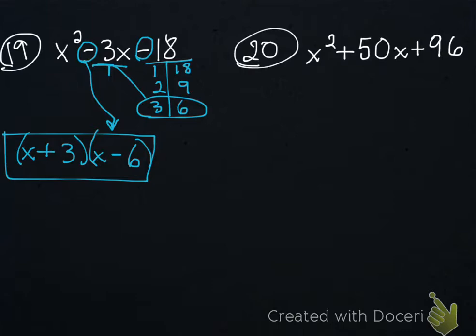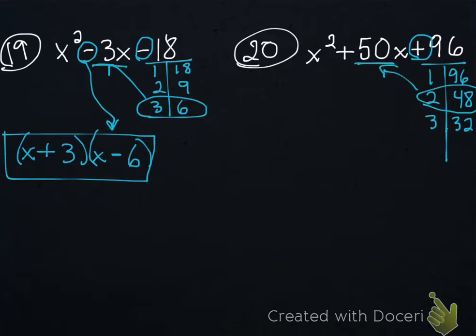Number 20, 96. Yes, it's a big number, but that's okay. It has lots of things that multiply to get it. So I have 1 and 96, 2 and 48, 3 and 32. We could keep going, but I noticed the 96 is positive. That means I need two numbers that add to give me the 50 in the middle. 2 plus 48 adds to give me 50.